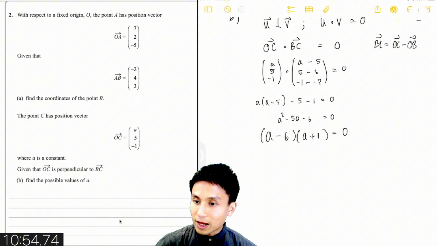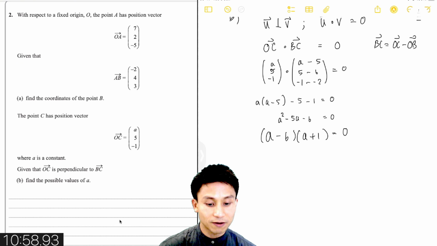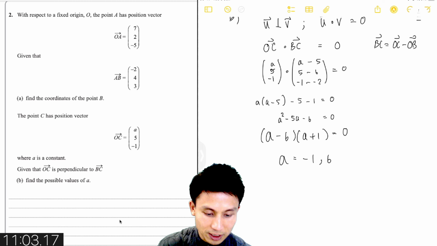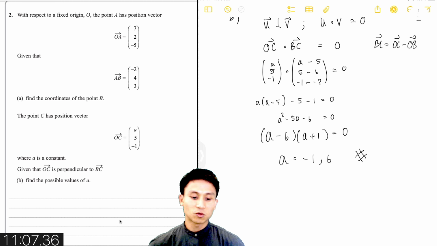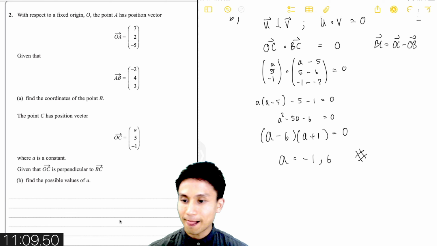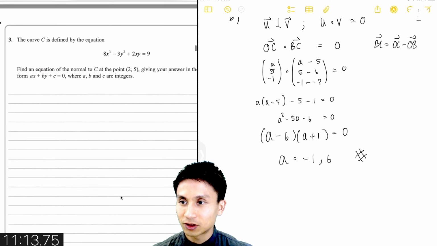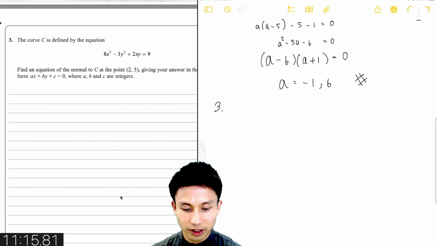So do we have any limitation of a? Well, it says possible values. So we can have two values. So a is minus 1 and 6. And that would be the answer, right? Minus 1 or 6. Yeah? That vector question is easy. All right. Let's jump to the third question already then.